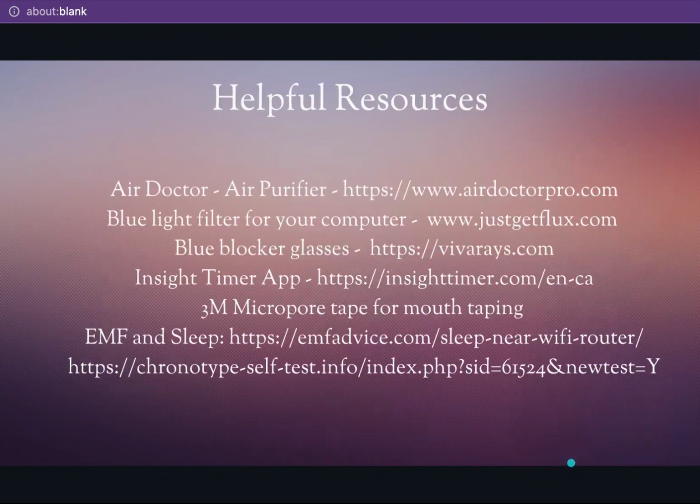Lastly, I just wanted to leave you guys with a couple of resources for some of the things that I've talked about. We talked about an air purifier, blue light filters, blue blocking glasses, meditation apps and sleep apps that do sleep stories. We talked about the 3M tape, EMF blockers, and then I talked about the chronotype test. So, all of this is in your module, but just things to keep a look at.